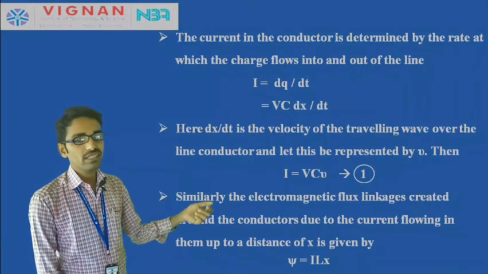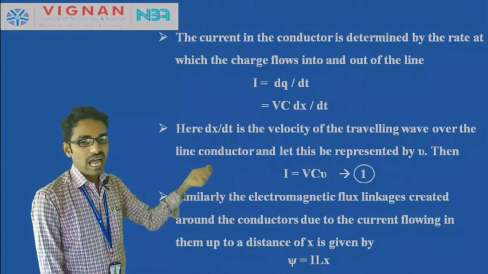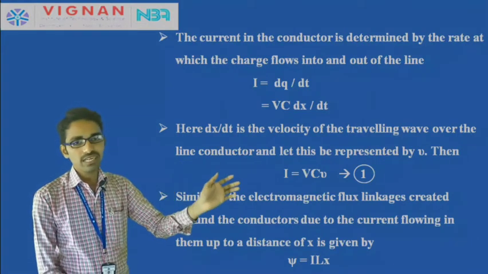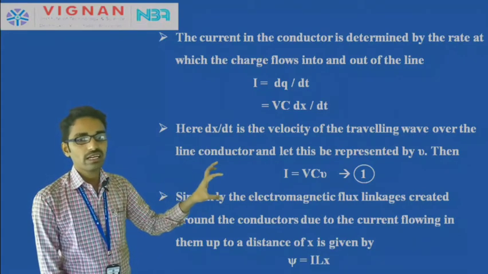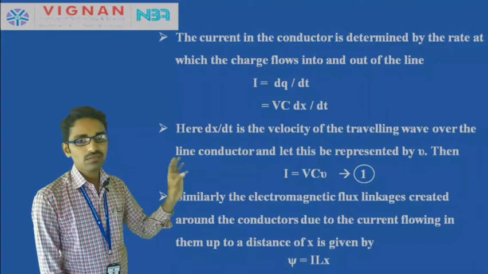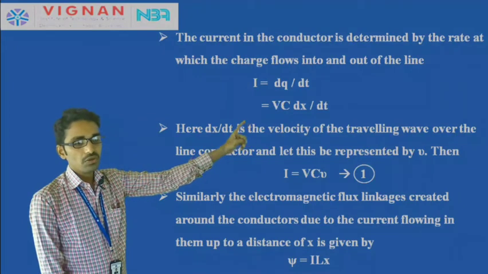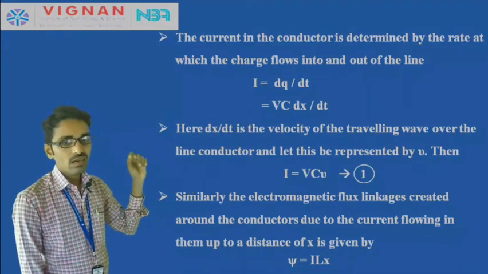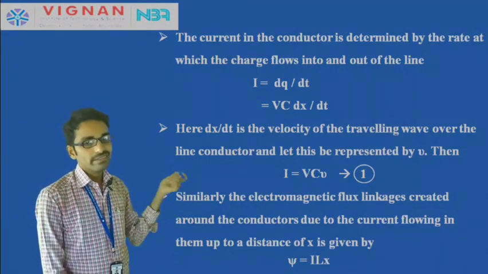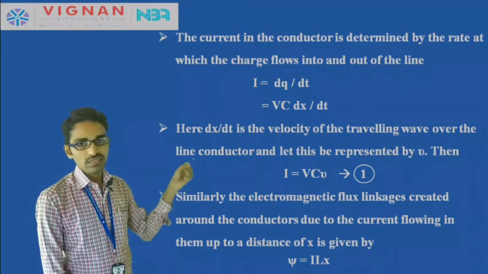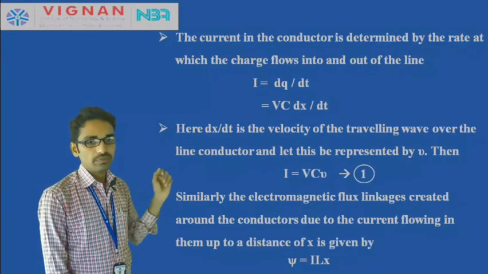So, I is equal to dq by dt, which is V C times the change in distance only, as the travelling wave is transferred from the sending end to the receiving end, that is dx by dt. The voltage and capacitor values are both constant and do not change; only the distance changes. So, I is equal to V C dx by dt. Here dx by dt is the velocity of the travelling wave over the line conductor, represented by nu. Then I is equal to V C nu.